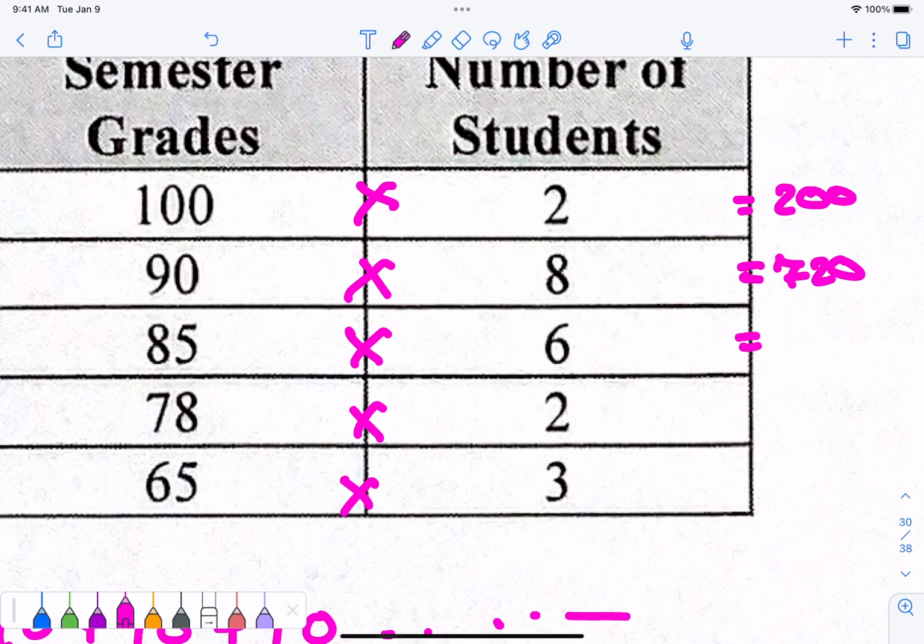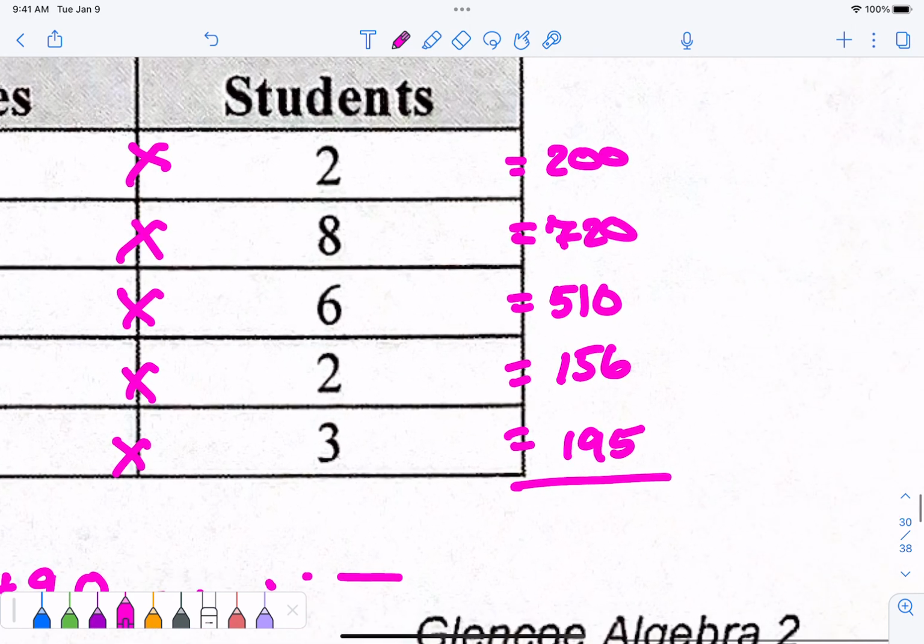480 plus 30, so 510. Yeah. 78 times 2 is 140 plus 16, so 156. Look at that, we're faster than a calculator. 65 times 3 is 180 plus 15, 195. True? Yes? All right, add them all up.